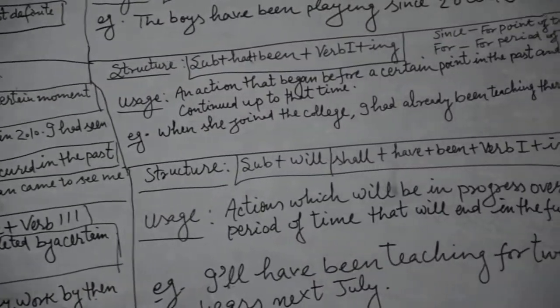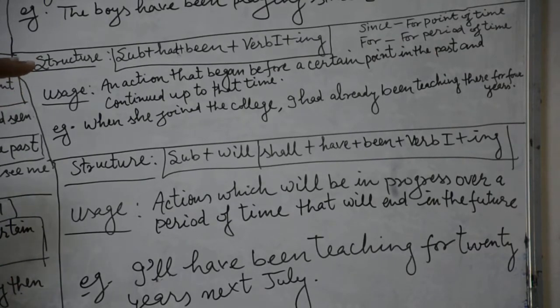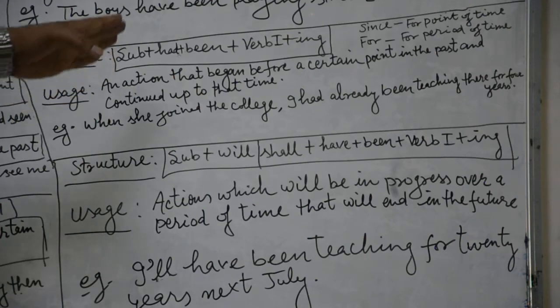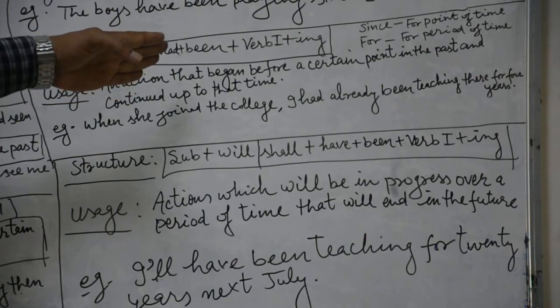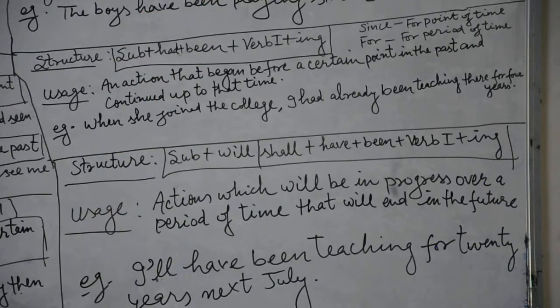What is the structure of past perfect continuous tense? In past perfect continuous, we use had been. We use subject, then had, then been, and then verb first form and then ing. In this tense, to show the point of time we use since, and to show period of time we use for.